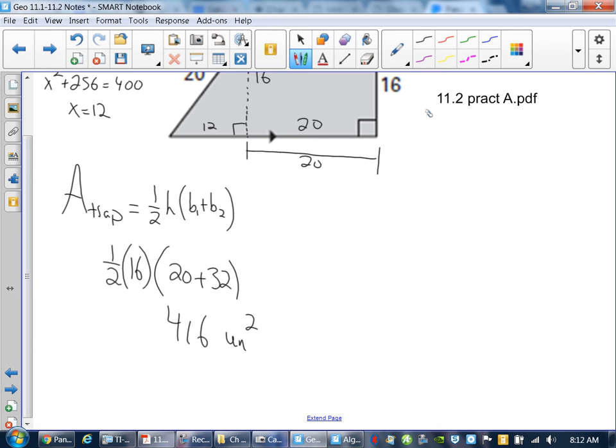Yes, sir? Yeah, quite literally put it in your calculator like that. And it'll spit out the answer. All right.